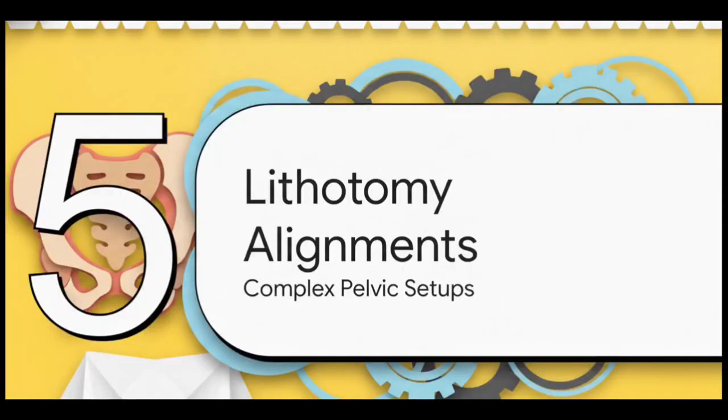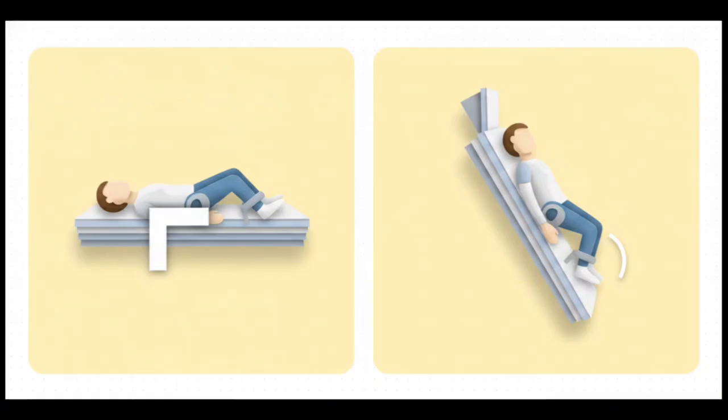And that brings us to our final section, lithotomy and Lloyd-Davies. Complex pelvic alignments. These setups are the primary choices for gynecological, perineal, and urological procedures. The patient is supine, legs flexed at the hip and knee, and secured in stirrups. However, there's a really distinct difference between the two configurations that gets confused all the time.